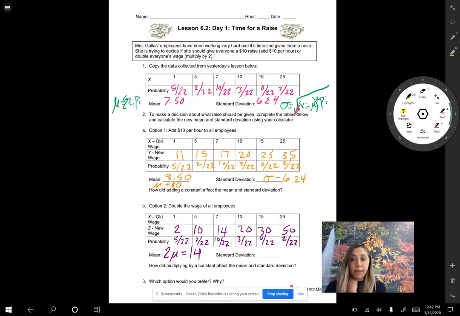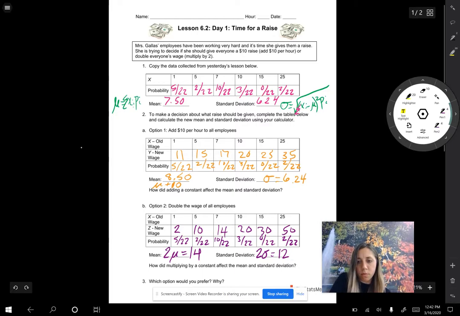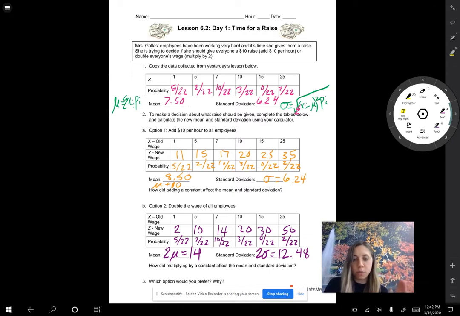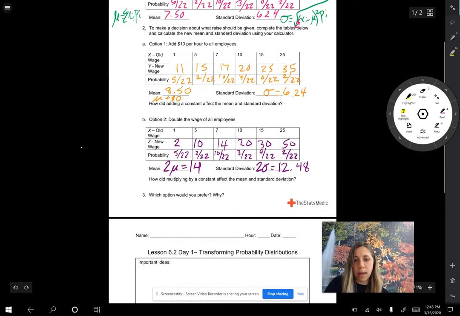For the standard deviation, because multipliers impact standard deviation, you would get a standard deviation of 2 times the standard deviation, which in this case would be 12.48. So your mean would be 14, 2 times the mean, and your standard deviation would be 12.48. So then let's take a look at the questions.